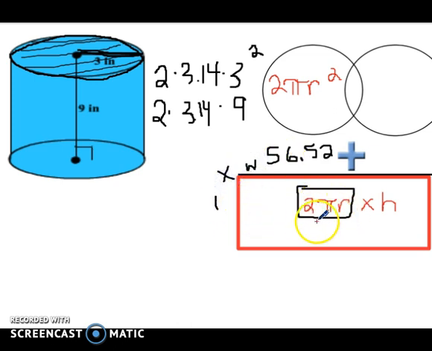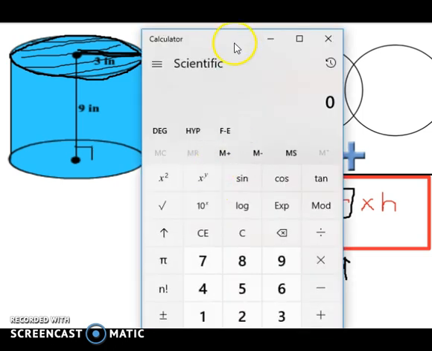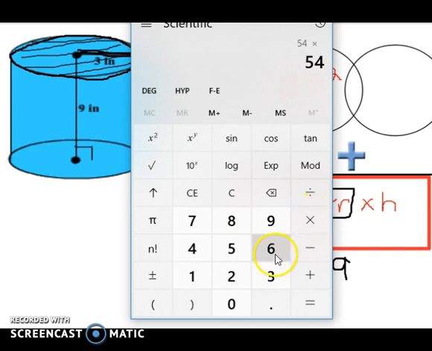Okay, so here we go. We're going to plug in 2 times pi times the radius. And I always like to write out each number. Our radius is 3, and our height is 9. So I'm just going to multiply all 4 of those numbers together. I know that 2 times 3 is 6, and I know that 6 times 9 is 54. So I'm just going to multiply 54 times 3.14. So 54 times 3.14 gives me 169.56. And I just want to double check that.